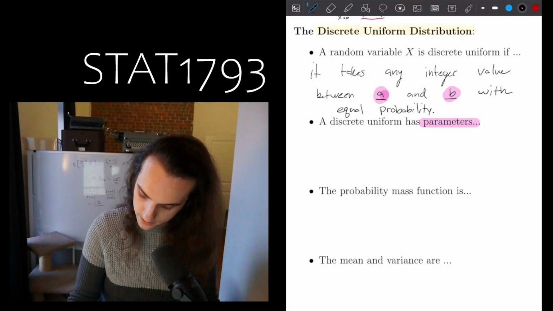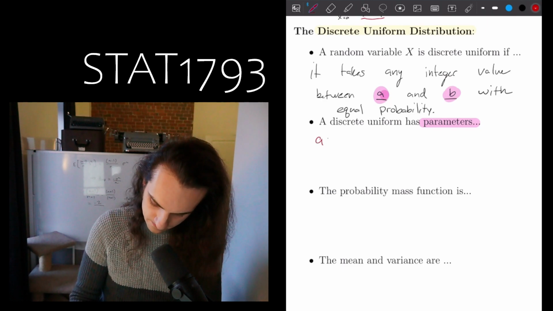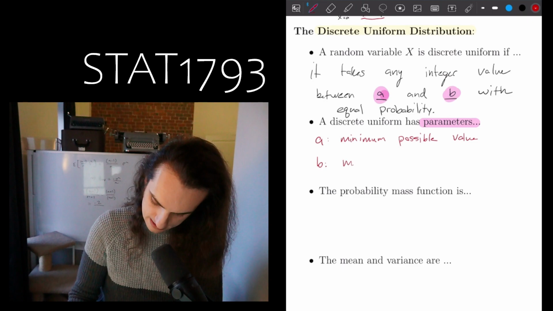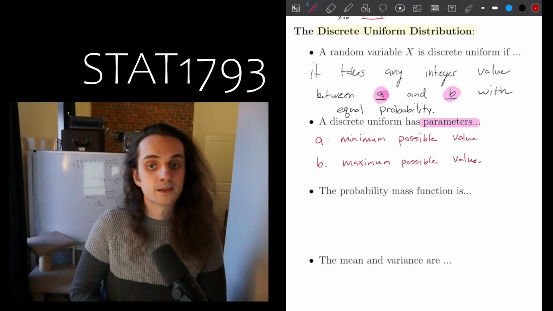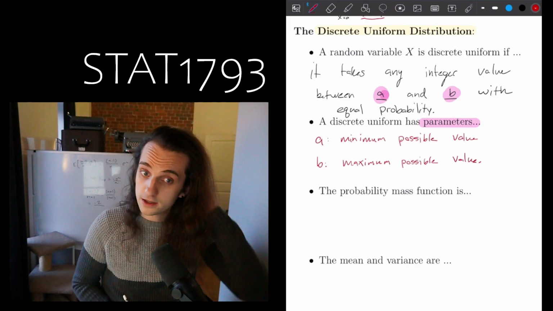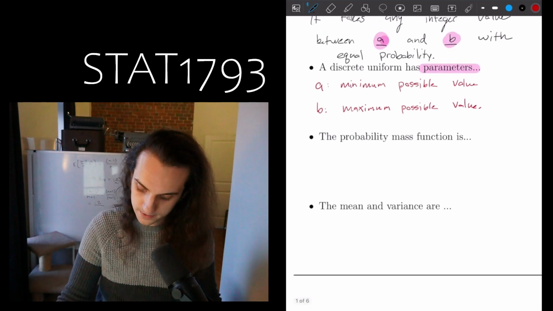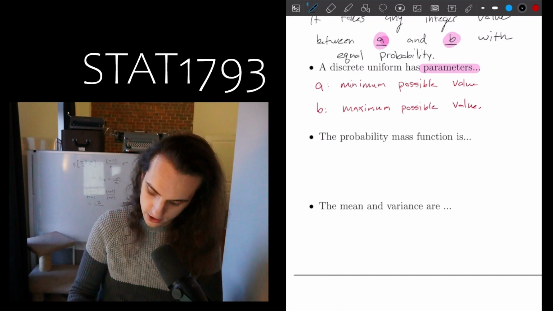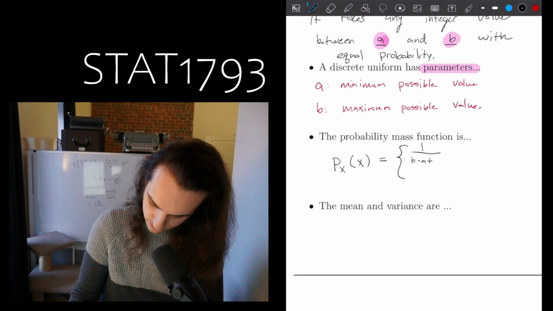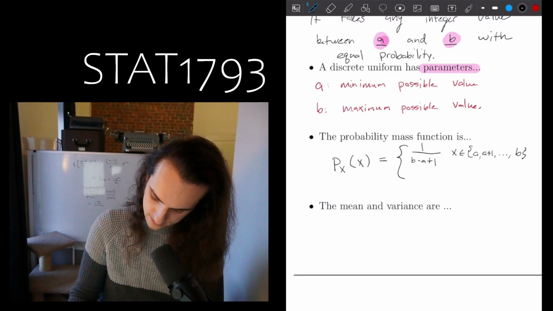And so what we'll say is that the two parameters of the discrete uniform are going to be A, which is the minimum possible value, and we're going to also have B, which is the maximum possible value, right? And so if you know the minimum value that this random variable can take on, and you know the maximum value that this random variable can take on, then you know the full behavior of this random variable. Every discrete uniform is going to have the same probability mass function, and specifically we're going to say that the probability mass function is going to be 1 over b minus a plus 1 for x in a, a plus 1, up to b, right? And it's going to be 0 otherwise.